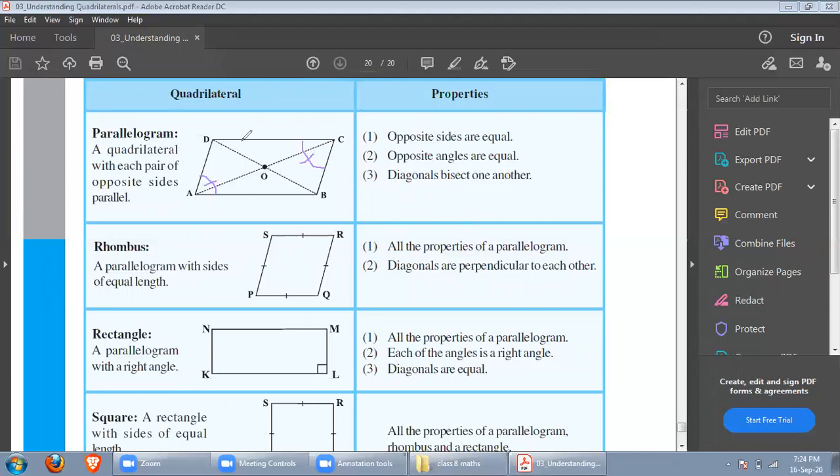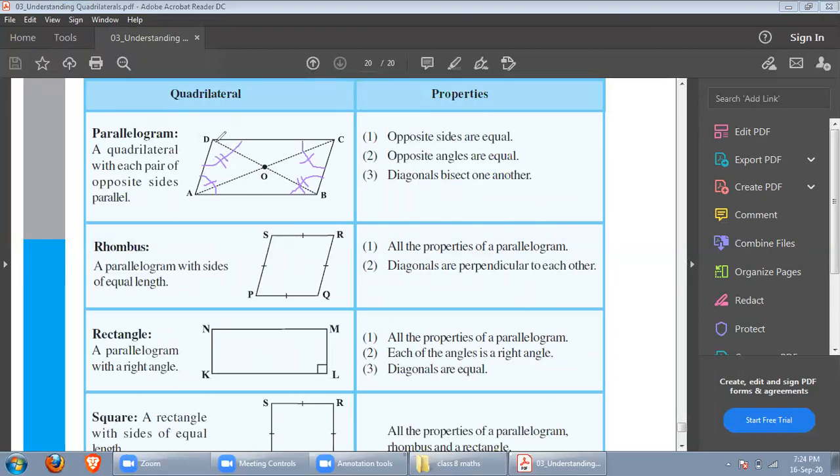And this angle is also equal to it. The two opposite angles are equal. And the adjacent angles will form 180 degrees, because they are interior angles on the same side of the transversal.